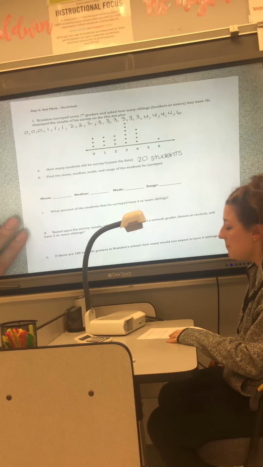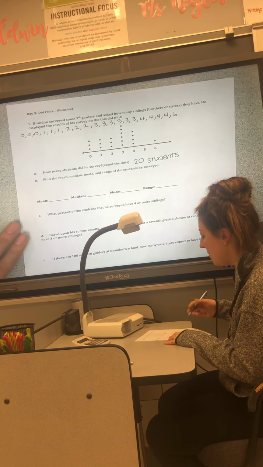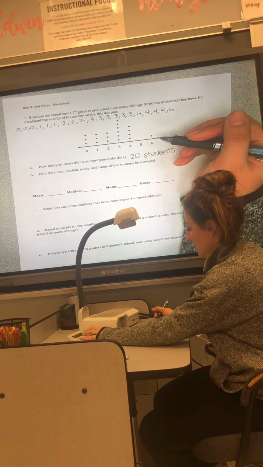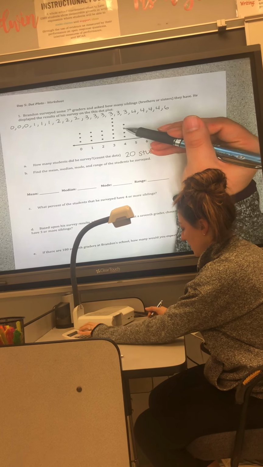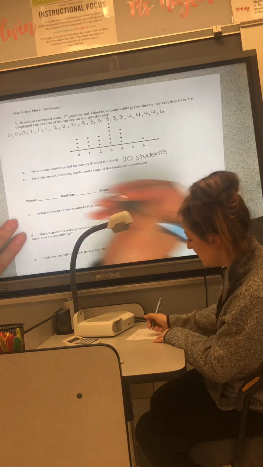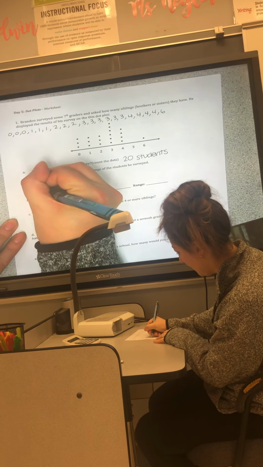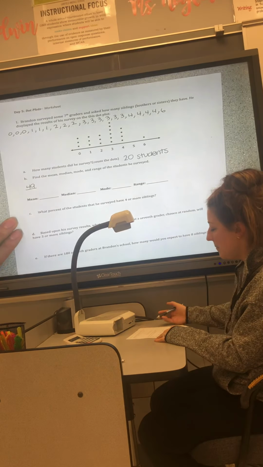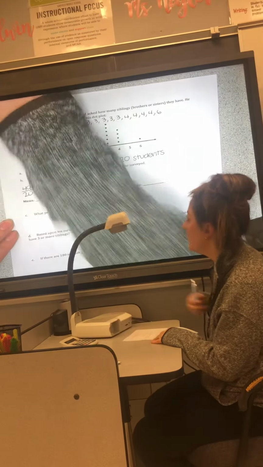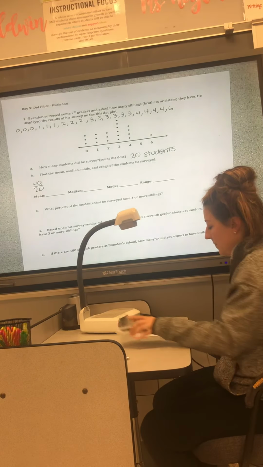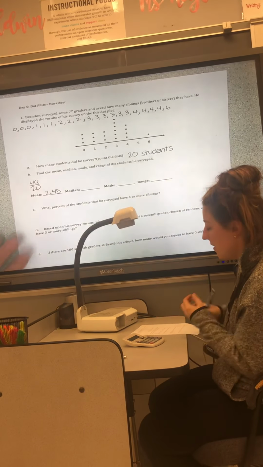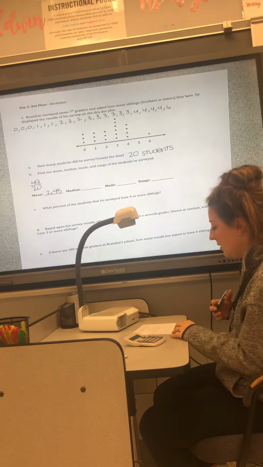So from there, to find my mean, I know my first step is to add all of my numbers. So I have 6 plus 16 plus 18 plus 6. They sum to equal 49. I have to then divide it by how many students there were, which is 20. 49 divided by 20. I get that my mean is 2.45. That means on average, students have about 2.4 siblings.